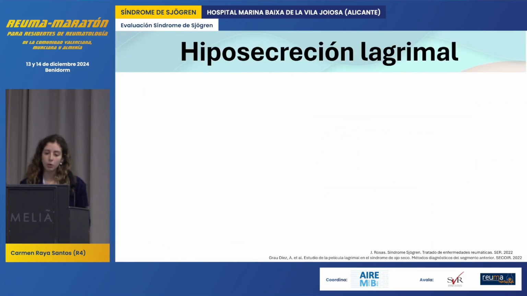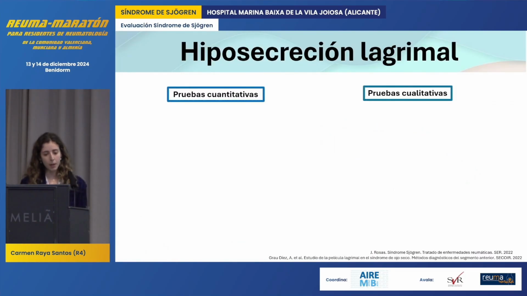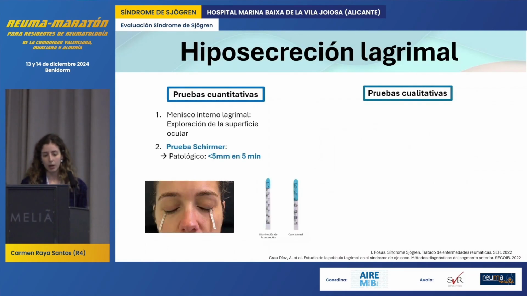And now we move on to tear hyposecretion. We have both quantitative and qualitative tests. For the quantitative ones, we first examine the ocular surface, especially the tear meniscus on the inner side. And the gold standard test is the Schirmer test, where we use these strips you see here in both eyes, and it's considered pathological if it's less than 5 millimeters in 5 minutes.